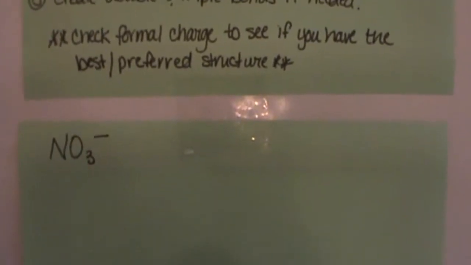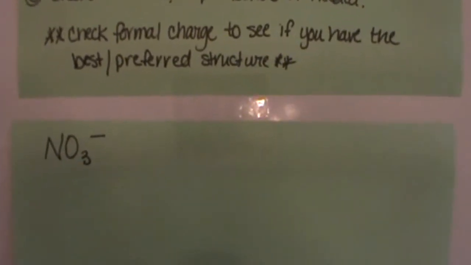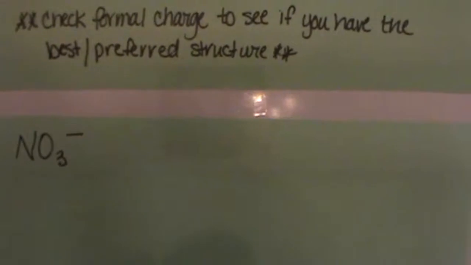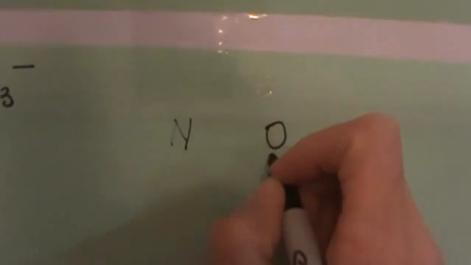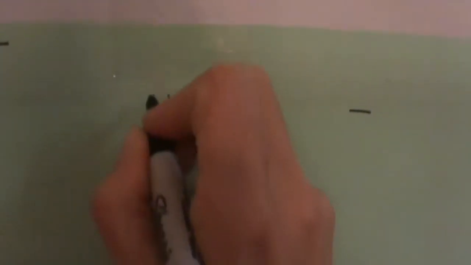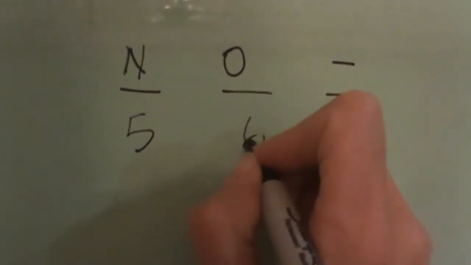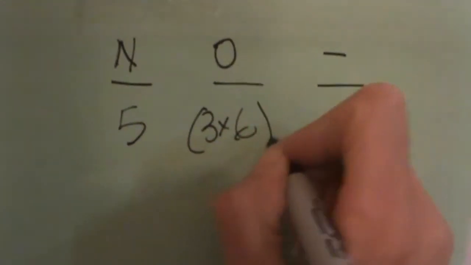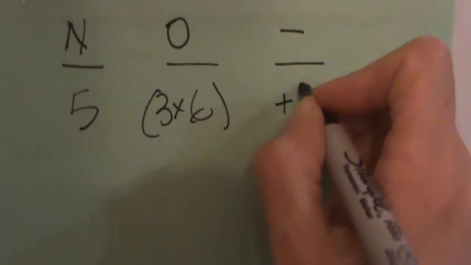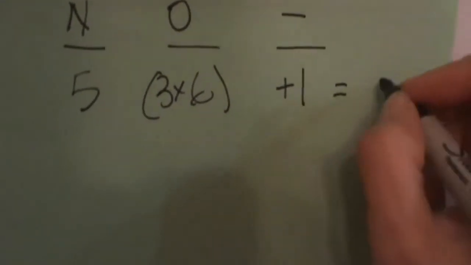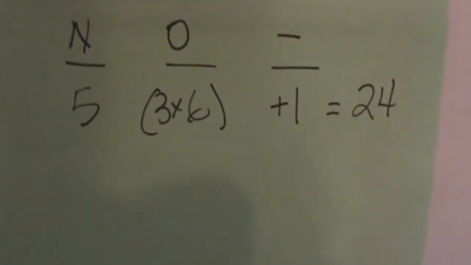So let's do an example. We'll use NO3⁻ as our sample. The first thing we need to do, step 1, is to find the total number of valence electrons. In this case, we have nitrogen, we have oxygen, and then we have the negative charge. Nitrogen has 5 valence electrons, oxygen has 6, and there are 3 of them, so it'll be 3 times 6. And then for the negative charge, we're going to add 1 additional electron. So that brings the total number of valence electrons to 24.